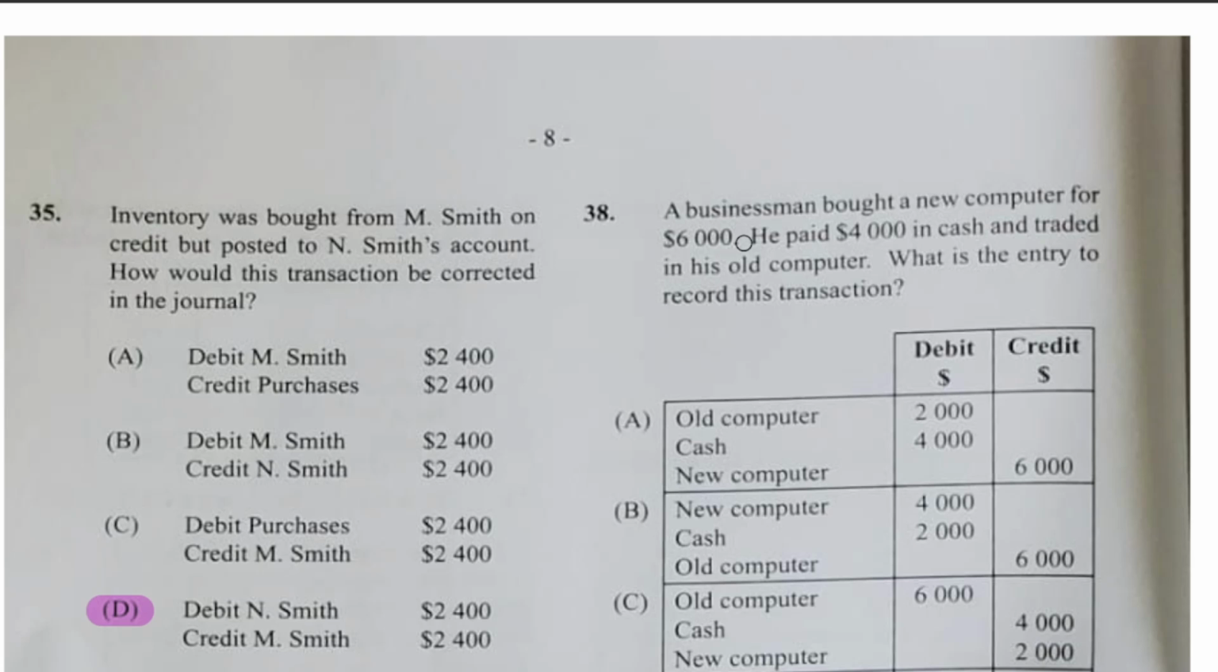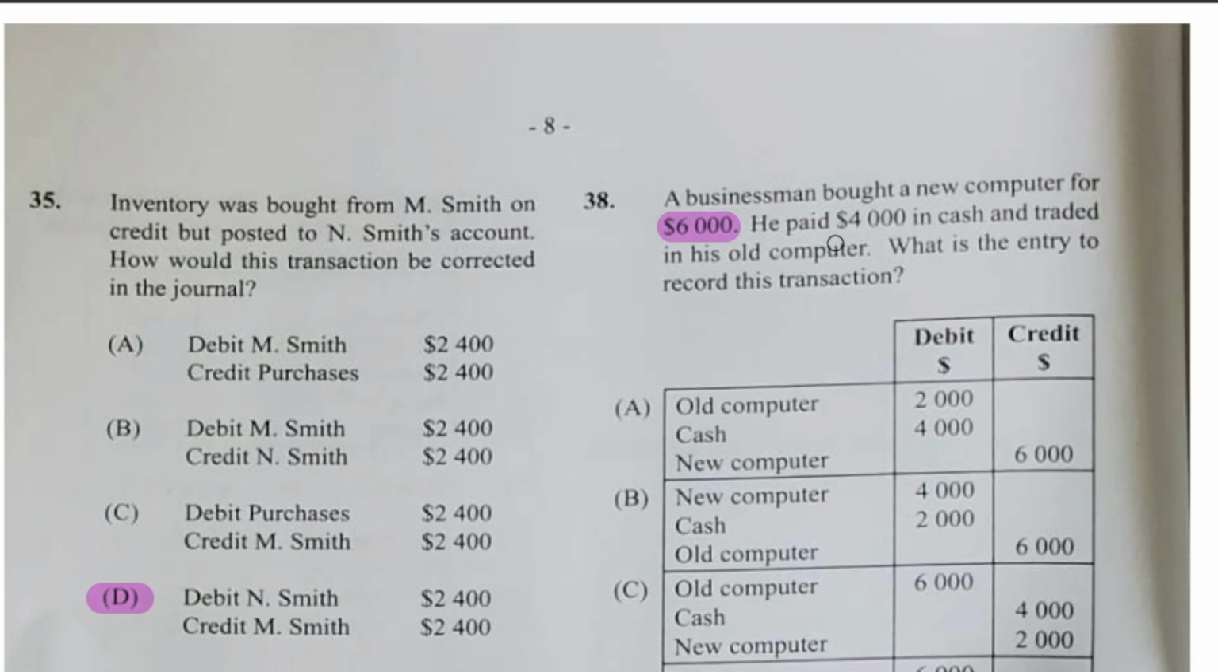So, alright, we have a new computer. This is an asset coming in, so therefore we debit this new computer. And in order to finance this computer, he did two things. One is he traded in his old computer that will be valued $2,000 because he paid $4,000 in cash. Cash is going out of the business. That old computer is also going out of the business, which means that those two will have to be credited. Those are assets that are going out. So we're going to debit the new computer, $6,000.